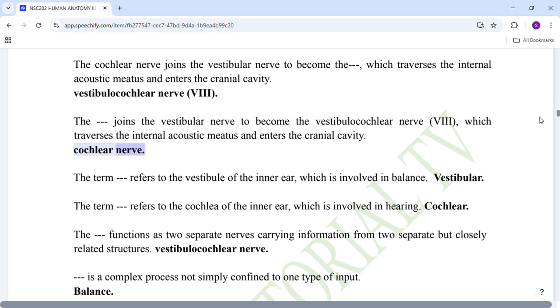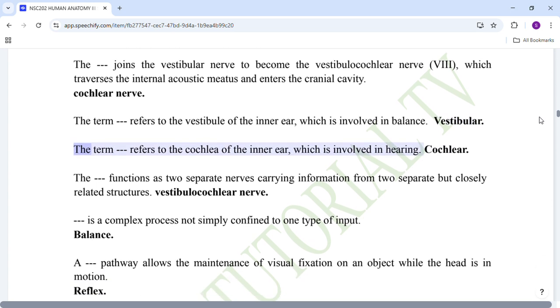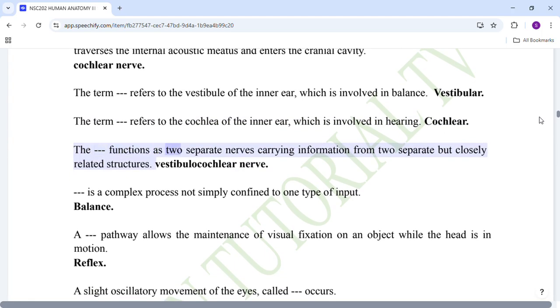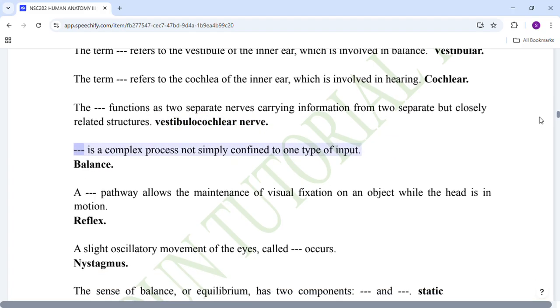The term vestibular refers to the vestibule of the inner ear, which is involved in balance. The term cochlear refers to the cochlea of the inner ear, which is involved in hearing. The vestibulocochlear nerve functions as two separate nerves carrying information from two separate but closely related structures.